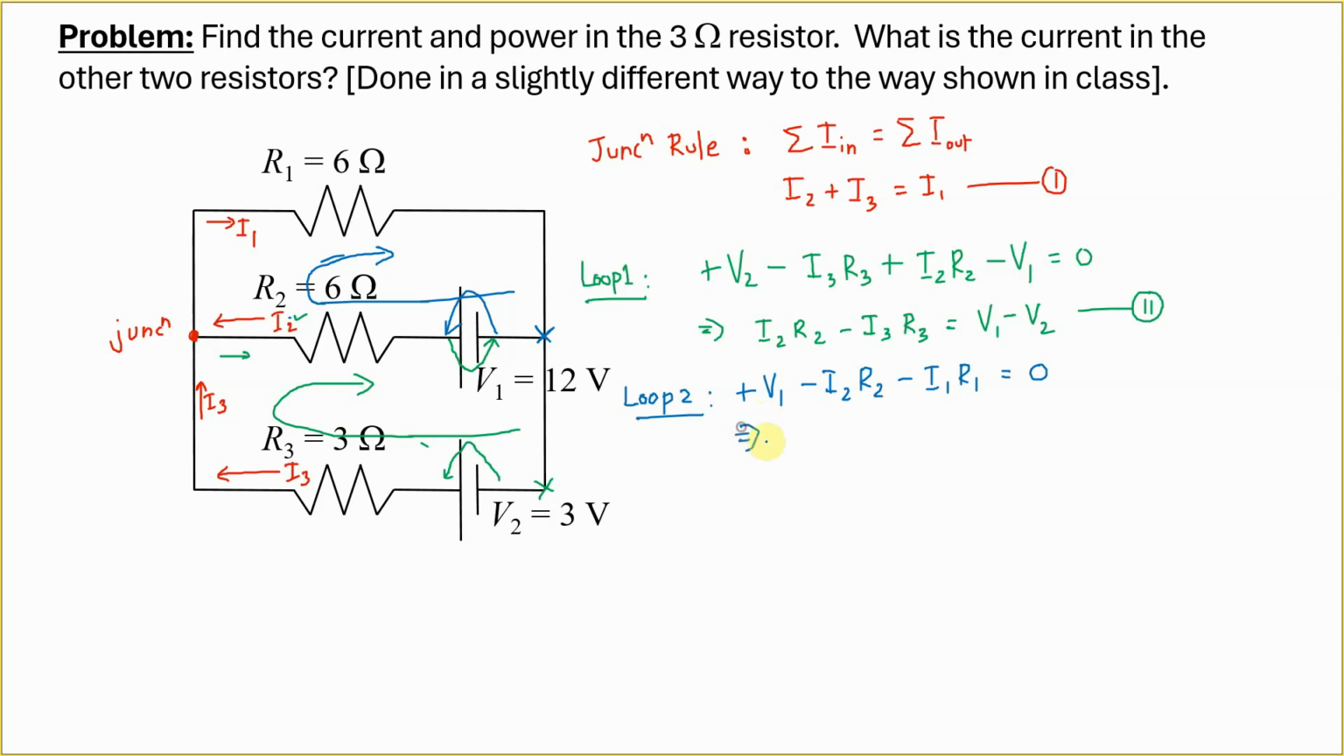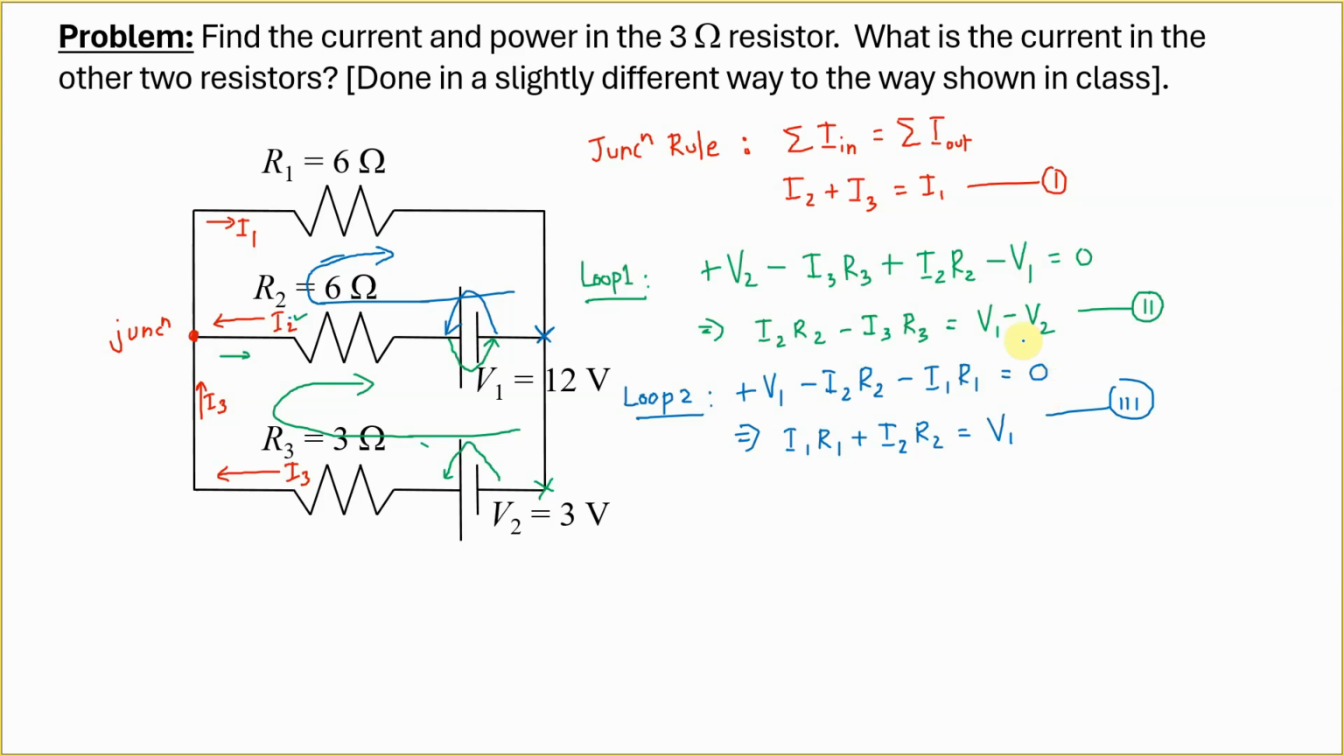So let's clean this up a little bit. I have I1 R1 plus I2 R2, that is equal to V1. So that is my third equation. So what is my goal here? My goal is to find all of the currents. Alright, I want to find all of the currents in each of the resistors. That's my goal. Okay, that's fine.